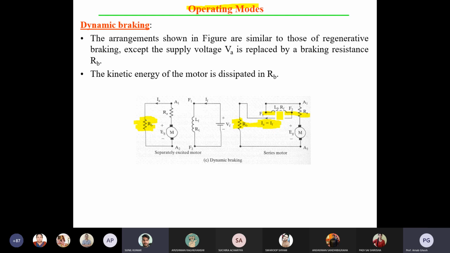Again the changeover switch is there, so the additional energy passes through that additional resistance. The arrangement shown in the figure is similar to that of regenerative braking, except that the supply voltage VA is replaced by a braking resistance RB, and the kinetic energy of the motor is dissipated through RB. A direct diagram is given for dynamic braking, or resistive braking.